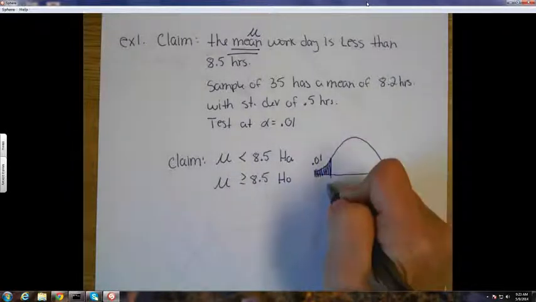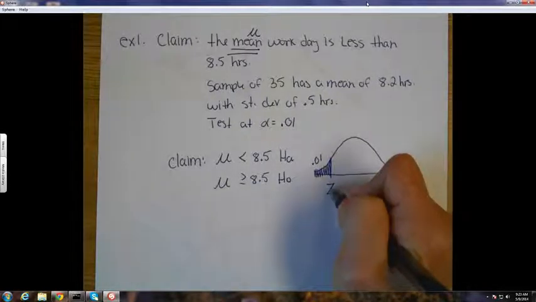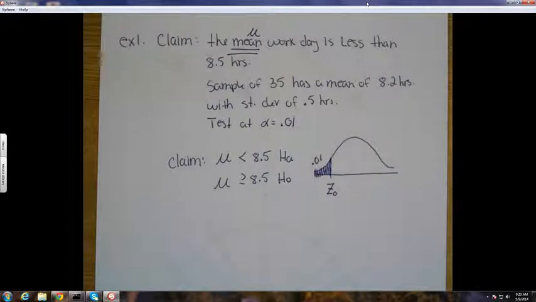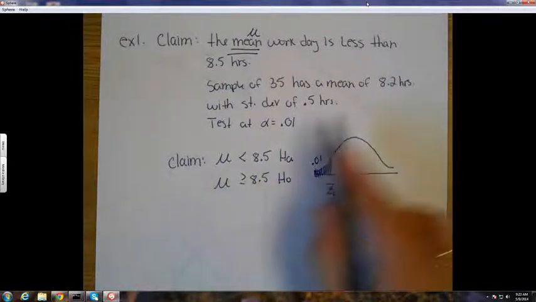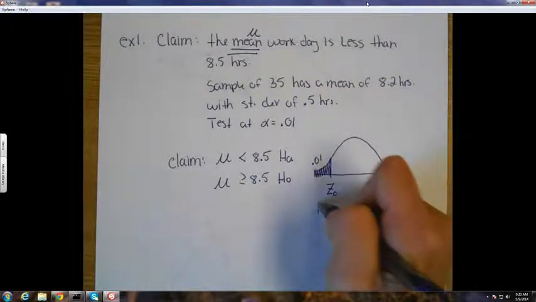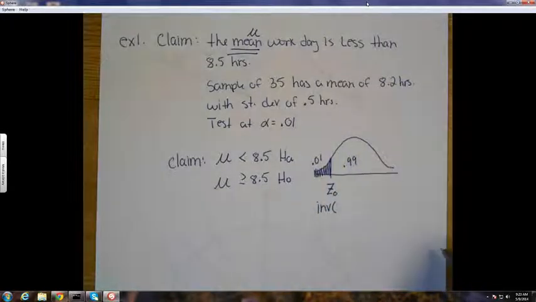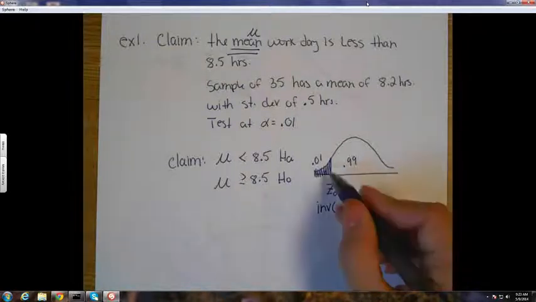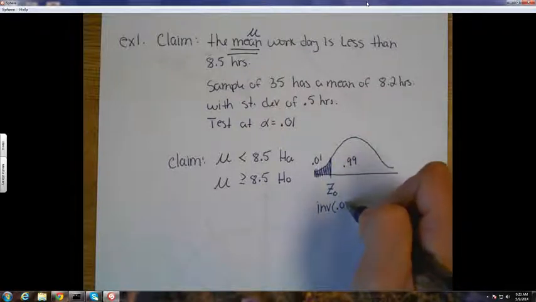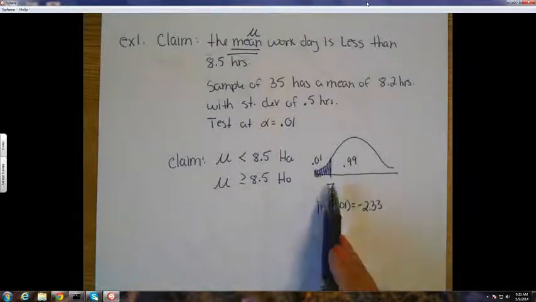We need the critical z-score, which they call z sub 0. Why is it a z and not a t or a chi? Because I'm working with mean over 30. That's why it's a z. How do we get it? Inv norm of 1% shaded, 99% unshaded. Area to the left of this spot is 0.01. What does it come out? So that z-score right there is negative 2.33.